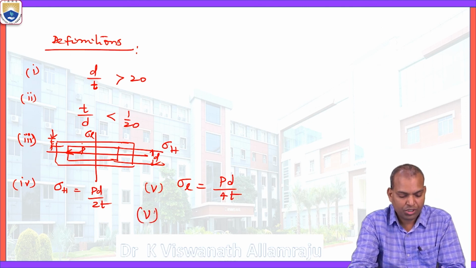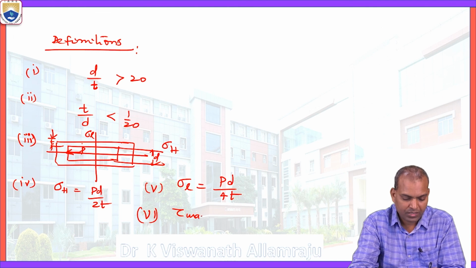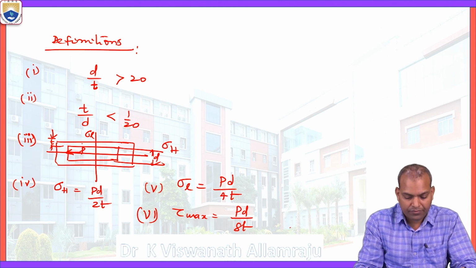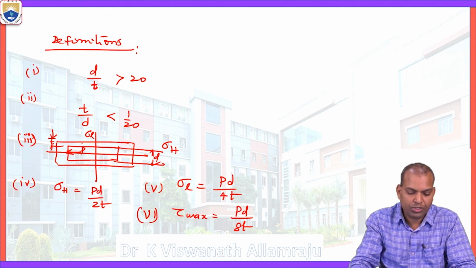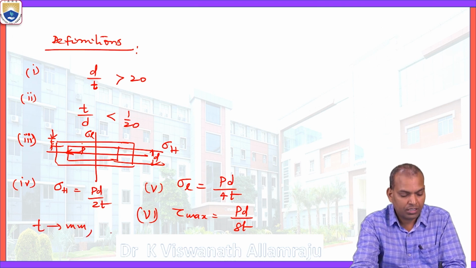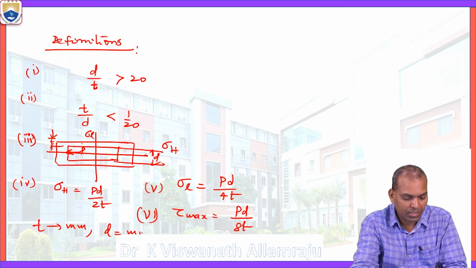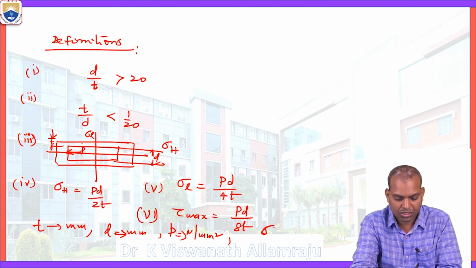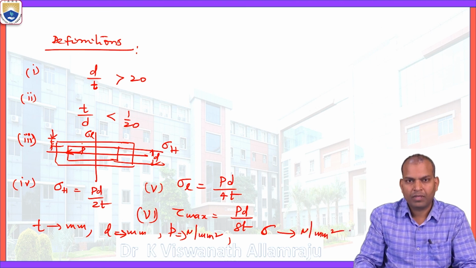And the maximum shear stress developed equals Pd by 8T. What is the T here? T is the wall thickness. The unit for wall thickness T is millimeters. The unit for internal diameter D is millimeters. And the internal pressure P is in Newton per square millimeter. Finally, the unit of the stress developed is Newton per square millimeter.